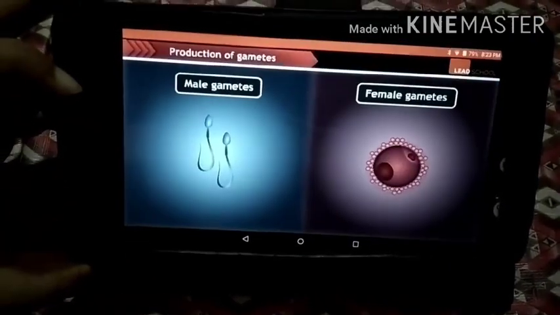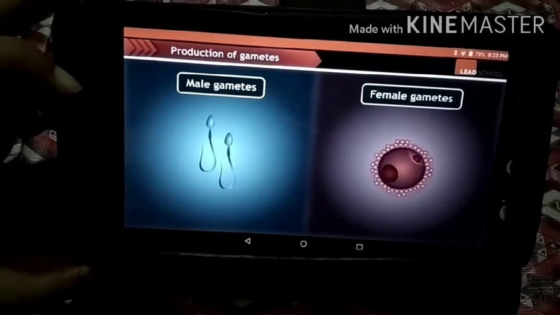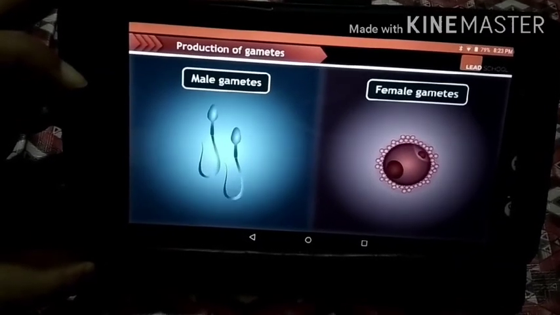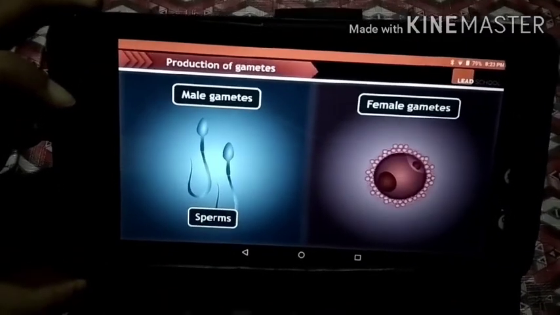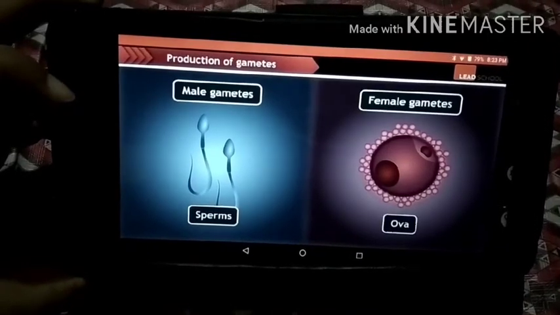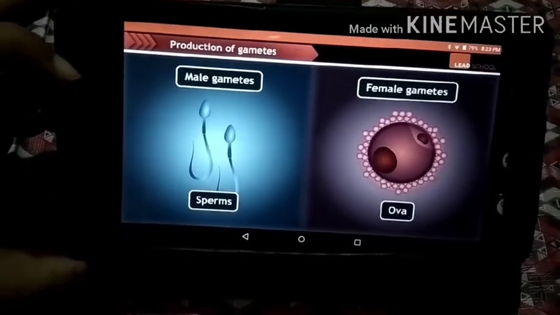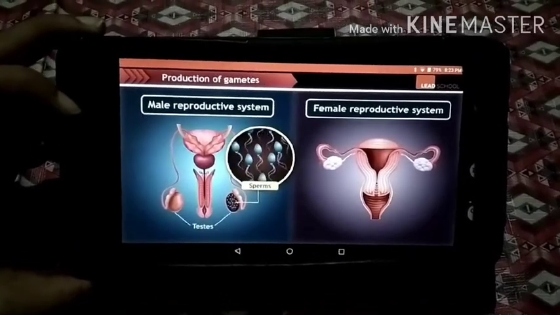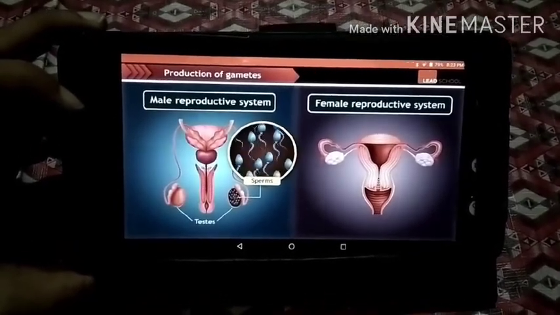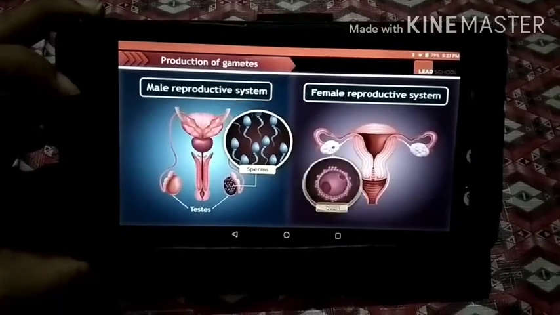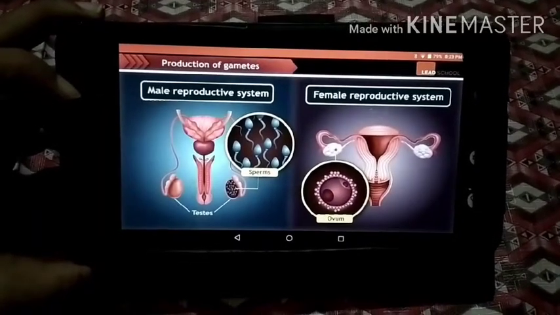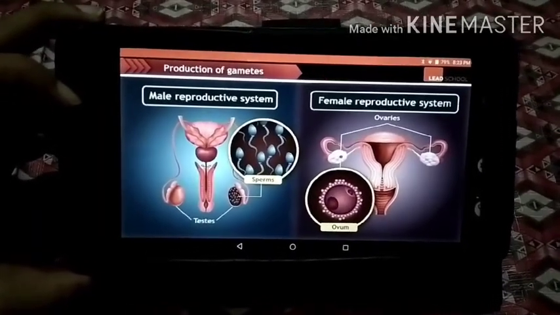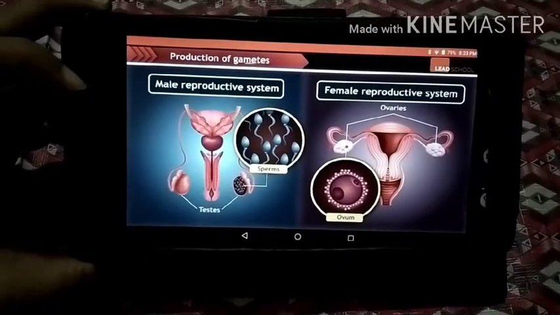The first step is the production of gametes. Male gametes are called sperms, and female gametes are called ova or egg cells. Billions of sperms are produced by the testes in the male reproductive system, while one ovum is produced once a month by one of the ovaries in the female reproductive system.